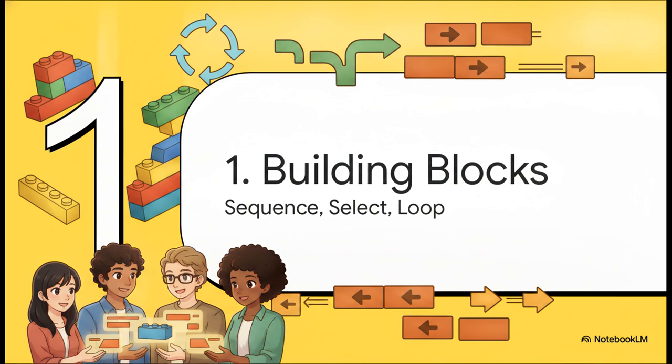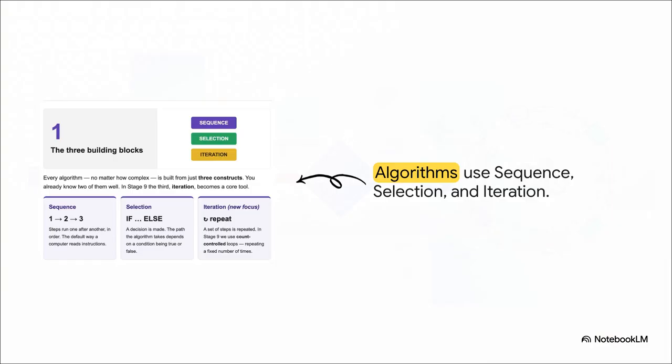Section 1. The 3 building blocks. Let's dive right in by thinking about programming exactly like snapping together Lego bricks. No matter how wildly complex a program might seem on the surface, it really just boils down to a combination of these 3 foundational constructs: sequence, selection, and iteration. Master these 3, and you are officially thinking like a programmer.